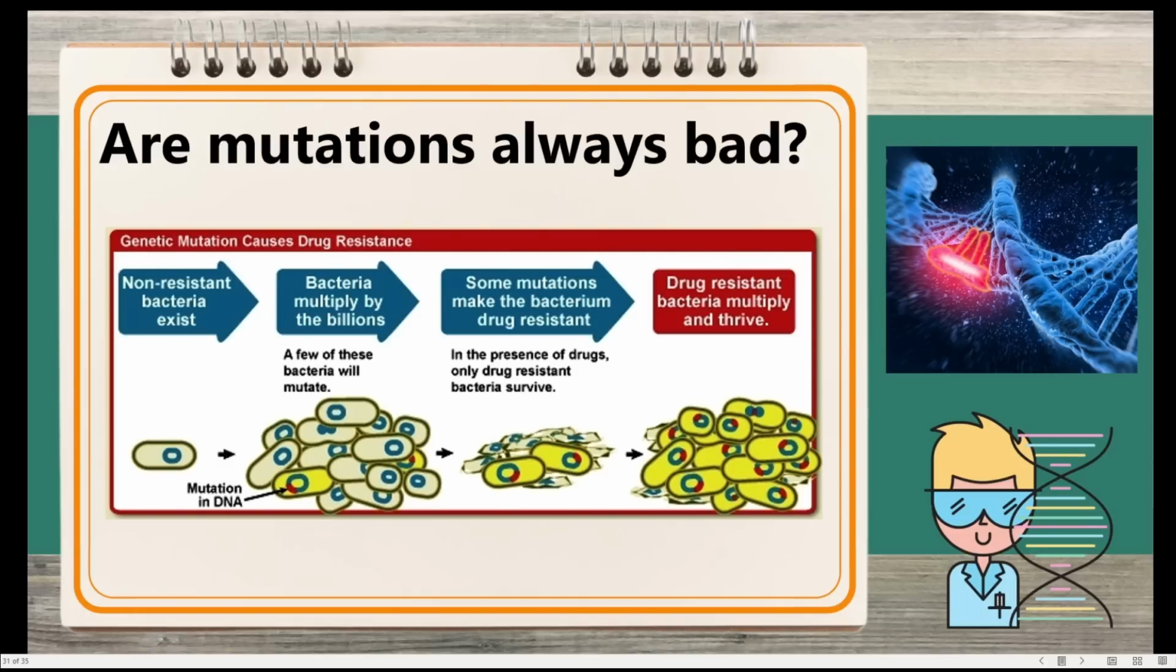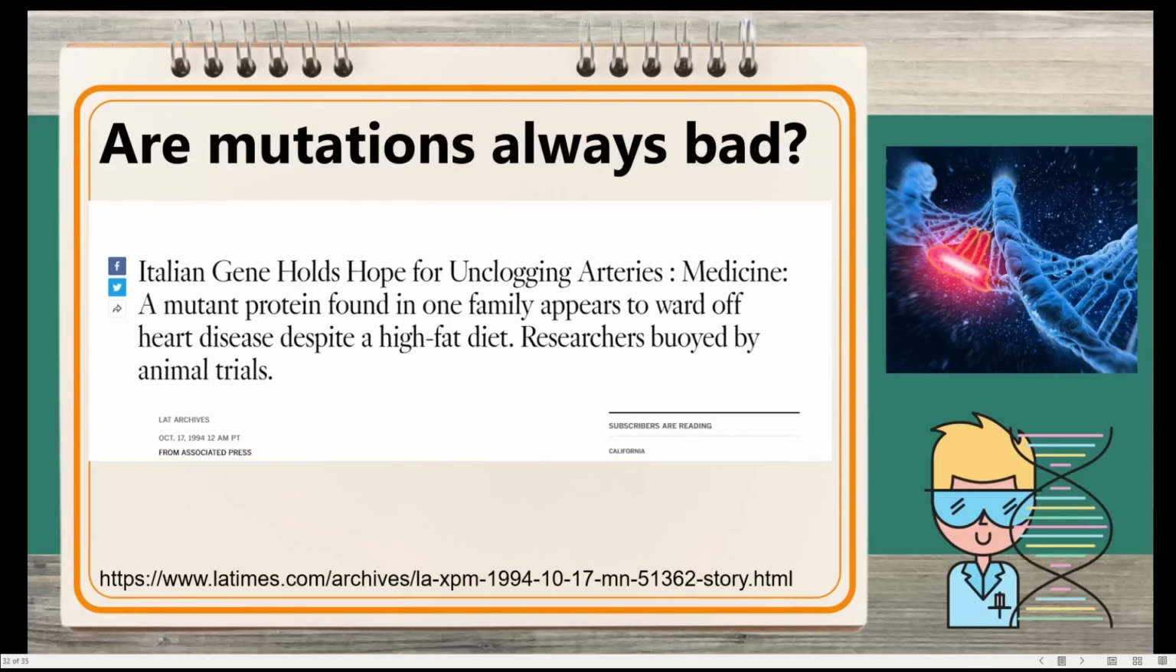Another example of beneficial mutation is this. So, from this news, the source can be found in the bottom part of the screen. There is a family in Italy which developed a resistance or a mutant protein that can ward off arteriosclerosis or heart disease, even in high-fat diet. So, I researched about this and nakita ko naman na legit naman siya. And this was way back in 1994. Medyo matagal na.